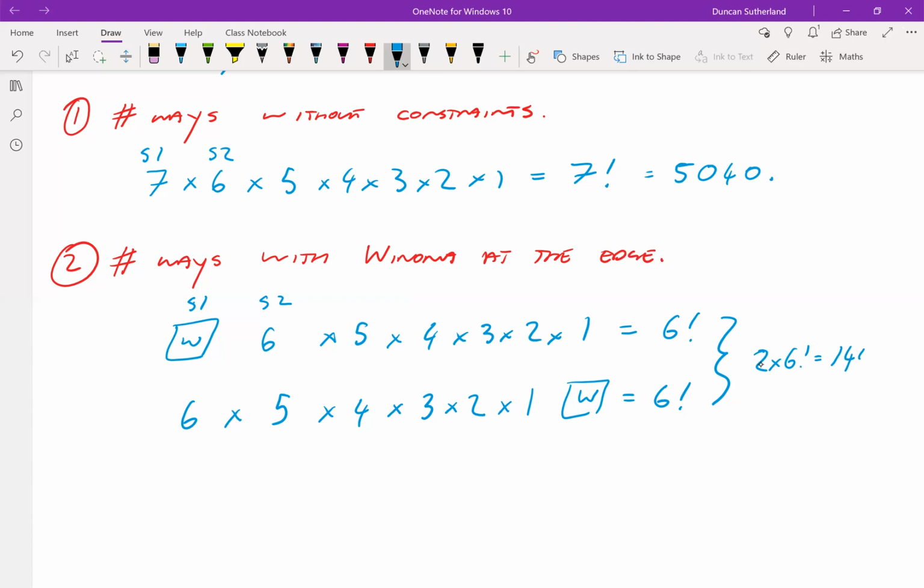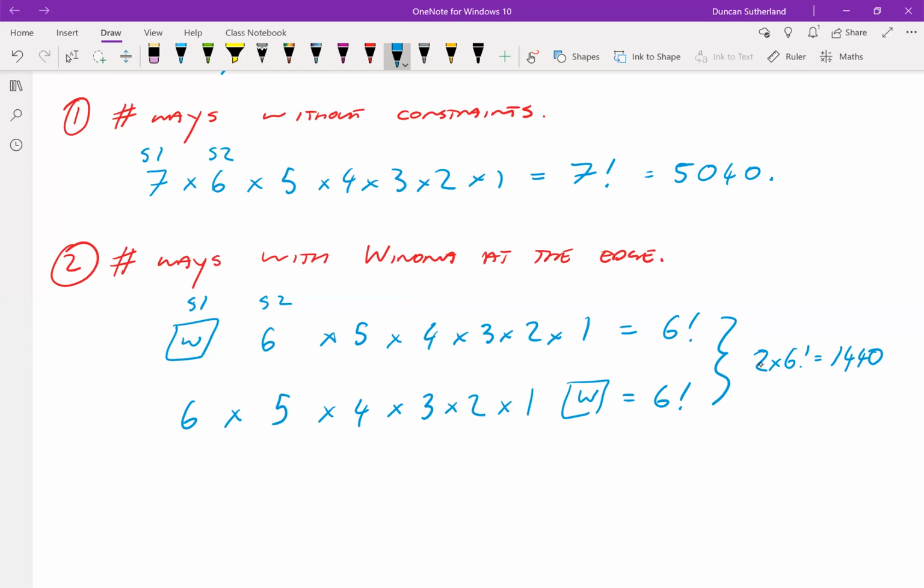That's 1,440 different ways. So obviously there's now 3,600 ways. That is this number, 5,040 minus 1,440, ways that we know that we can seat the 7 people where Winona is not at the edge.